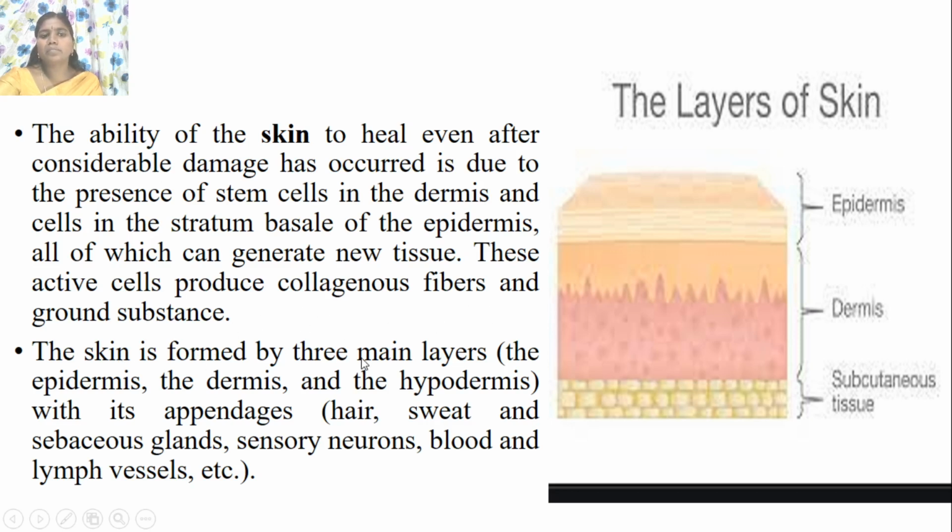The skin is formed by three main layers, that is epidermis, dermis and hypodermis, with its appendages like hair, sweat glands and sebaceous glands, and sensory neurons along with the blood and lymph vessels. This is the layer of the skin.